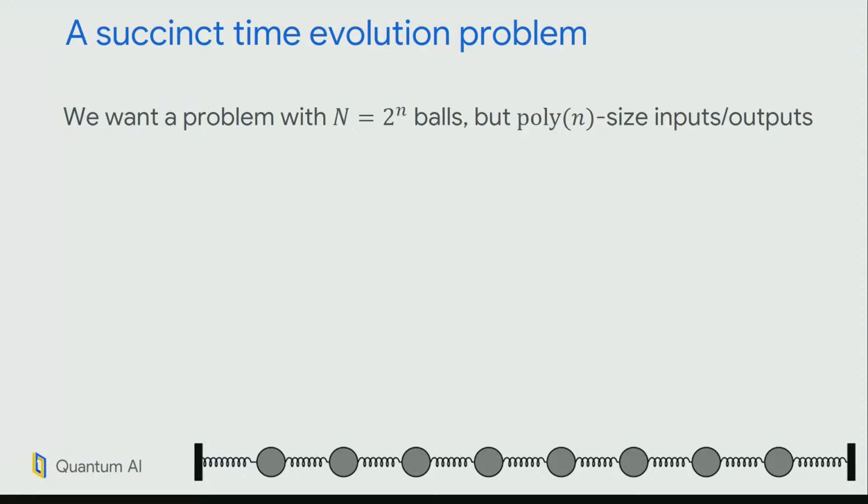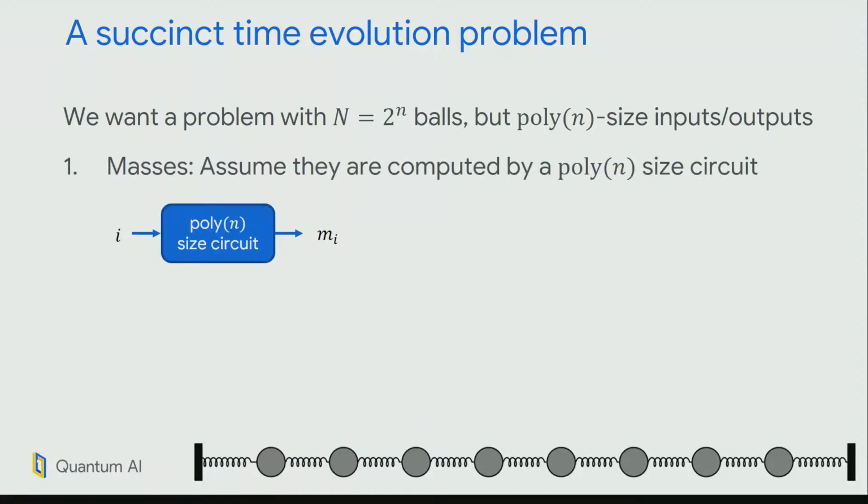Okay, so how do we deal with the masses? If you remember from the previous slide, there's n masses, right? And I want to describe n things to you, but I want to only use an input of polylog n size. So one thing you can do is you can just assume that you're given a circuit that describes the masses to you. I'll give you a polynomial size circuit that accepts as input the name of a mass, the label of a mass. This is a number between 1 and capital N. It does some polynomial time computation and spits out the mass, mi.